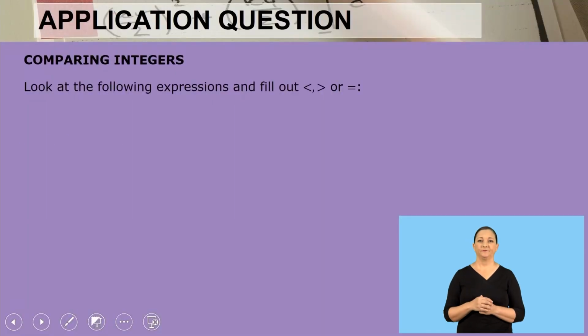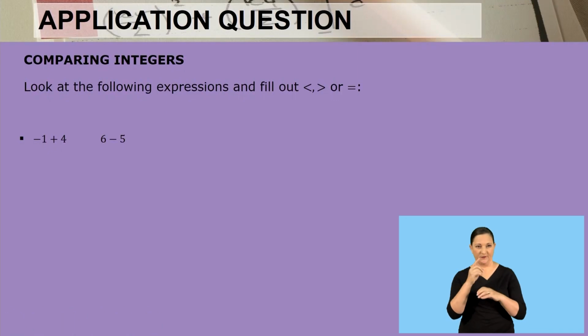Welcome back from the ad break, and let's continue with more application questions. So we are going to still stick to comparing integers, but now it actually becomes a little bit more tricky. Now we actually have to look at a small calculation first before we can determine which one is bigger or smaller or equals to it. So the first one that I have there is -1 plus 4. And we need to determine if that calculation is smaller, bigger, or equals to 6 minus 5.